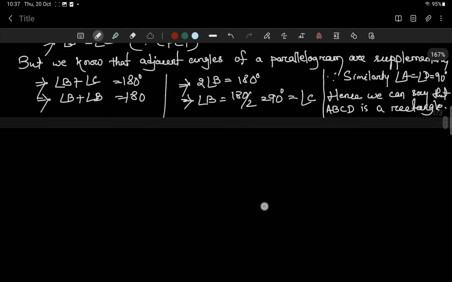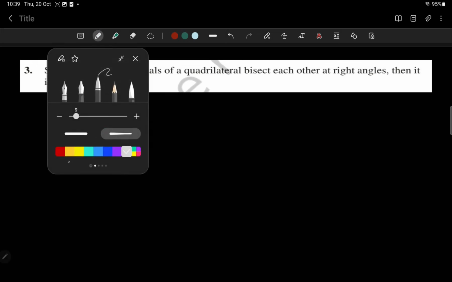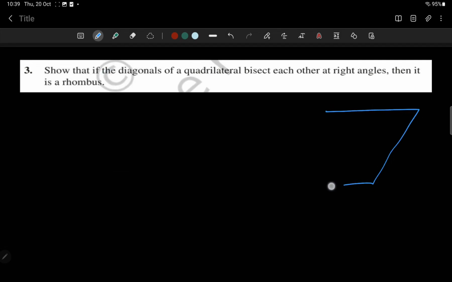So now we'll go for question number 3. Let me bring the question here. Here is question number 3. Show that if the diagonals of a quadrilateral bisect each other at right angles, then it is a rhombus. So first we have to make a quadrilateral. Okay, so let's make a quadrilateral. So this is a quadrilateral.